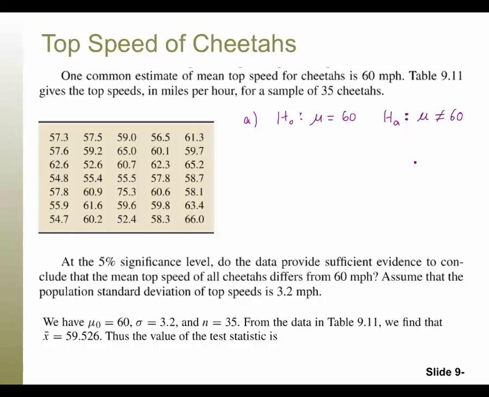Okay, so the way this is worded, it's not saying our cheetah is this fast. It's just saying maybe their top speed is faster than 60, or maybe it's less than 60. So that's the clue here: differs from. Differs from that null hypothesis would just be a two-tailed test. It wouldn't be left or right.